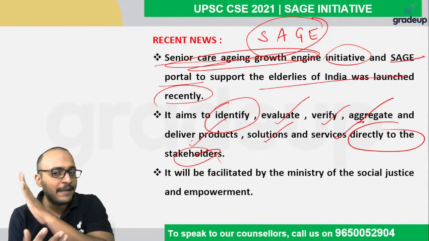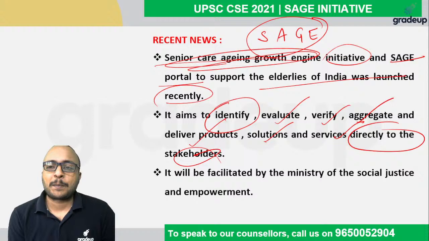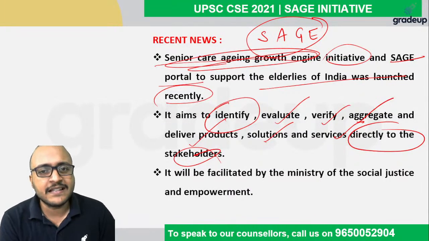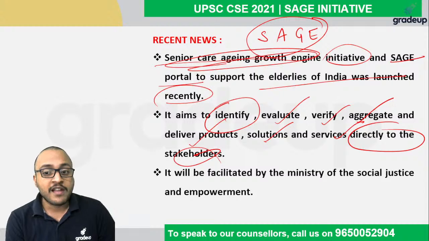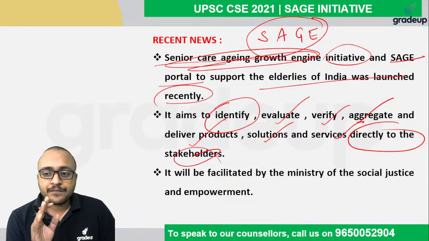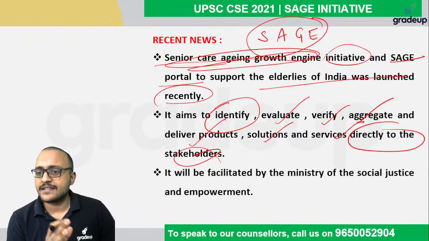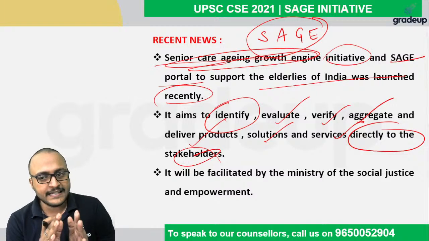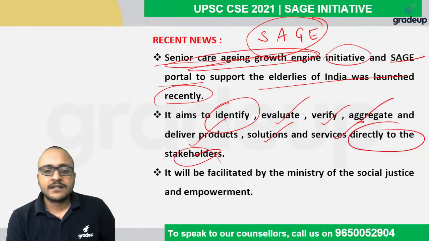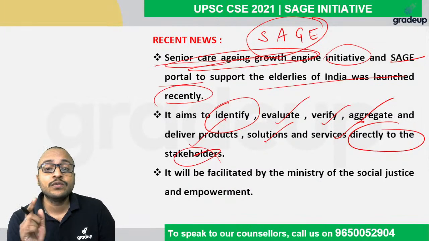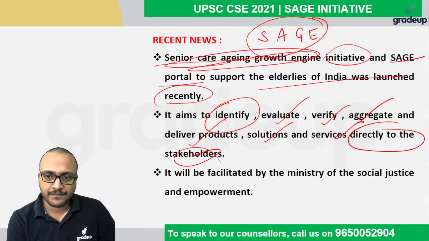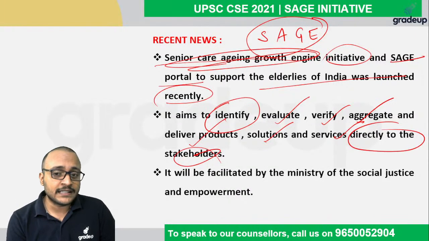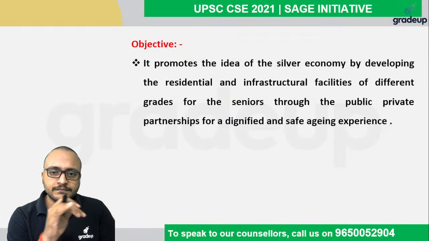Sounds very technical. Let me make it very simple for you. Here the stakeholders are basically the senior citizens or the elderlies of our nation. The SAGE initiative is launched for them by the Ministry of Social Justice to understand the needs of the elderlies and to provide the solutions and the services to fulfill those needs directly to them. All right, so what are the other features? What are the needs? How can this be possible? Let us understand that also.